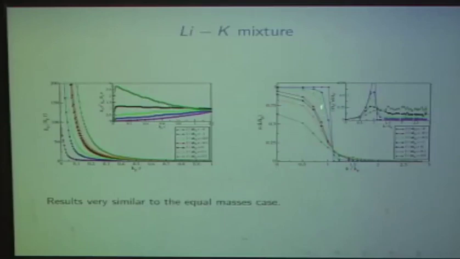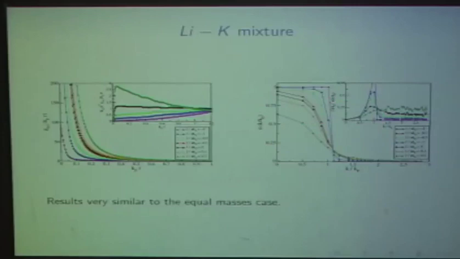And here is the momentum distribution. Again, here I'm plotting in the inset the momentum distribution times k to the 4, to see that the tail is linear. I'm not directly comparing this to the equal masses case, but the results are very similar. But this is expected because these quantities are related to the contact.